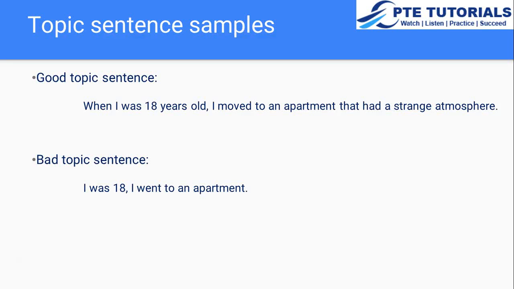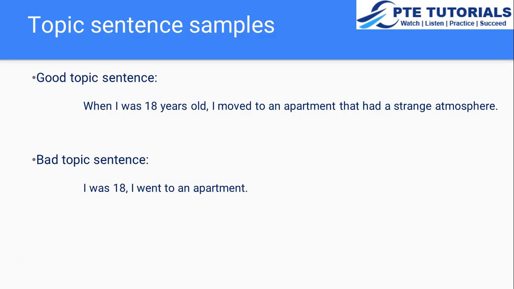Some good topic sentence examples. This would include, when I was 18 years old, I moved to an apartment that had a strange atmosphere. It's descriptive, but moreover, it's grammatically correct. When you have when, there's a comma, and then you explain the rest of your sentence.